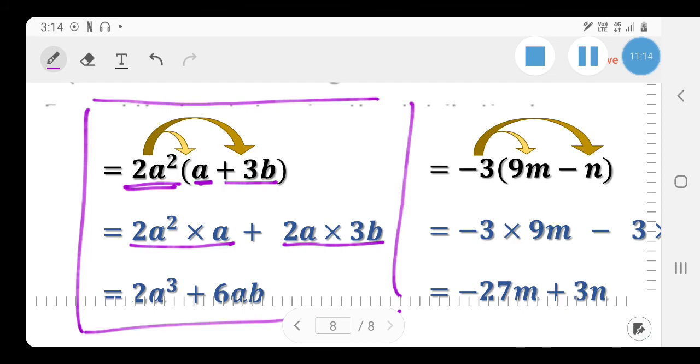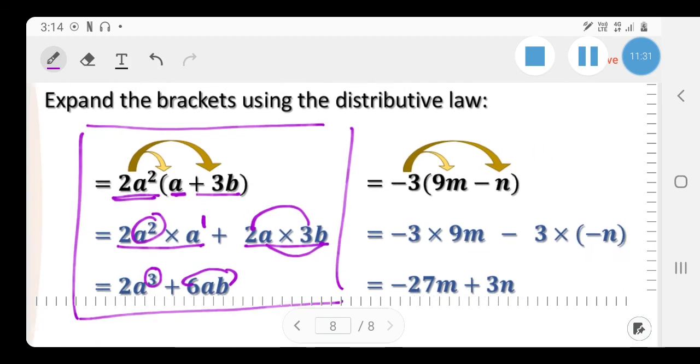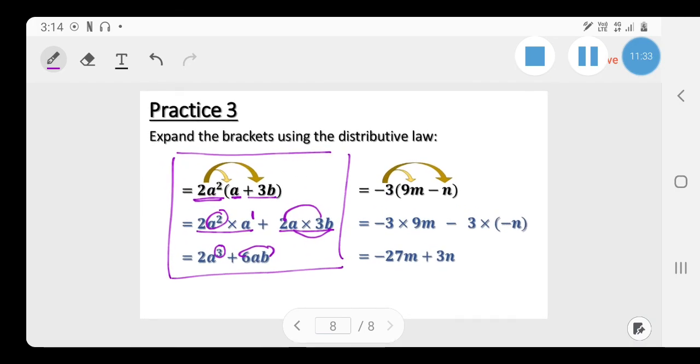And then 2a squared times a to the power of 1. You add the powers, don't you? And you get 2a cubed plus 2 times 3, which is 6, ab. To get this here, 6ab. All right, so that's expanding brackets.